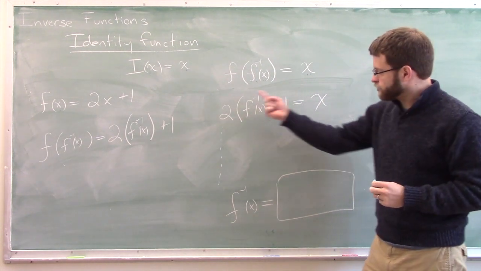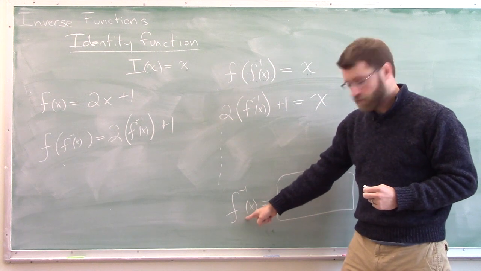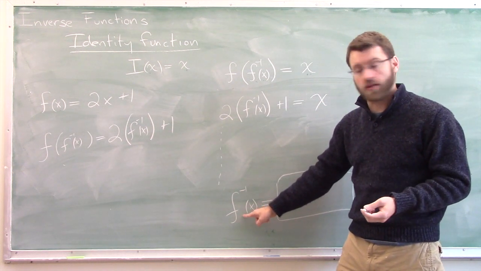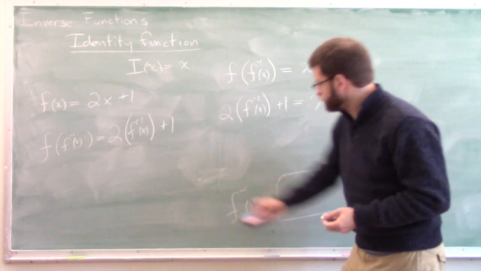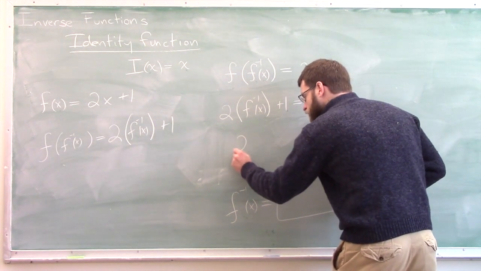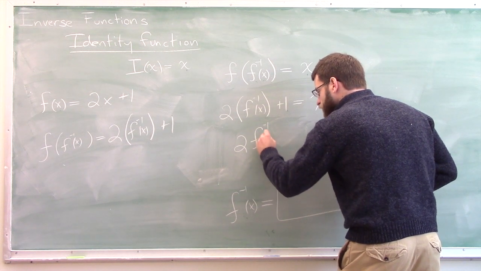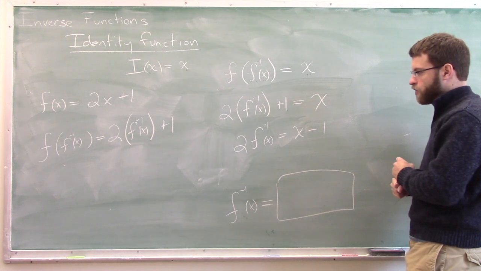Now I'm just going to use regular old algebra to solve this relationship for f inverse. I'm going to get f inverse of x by itself on one side of the equation. All right? So to do that, I could subtract 1 from both sides. So I get 2 times f inverse of x is equal to x minus 1.